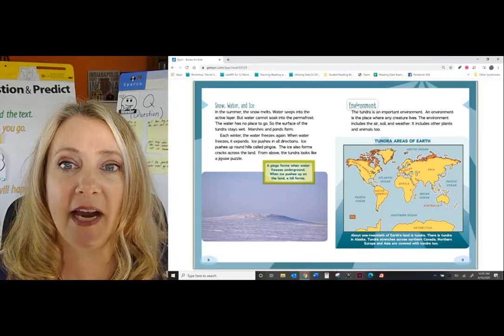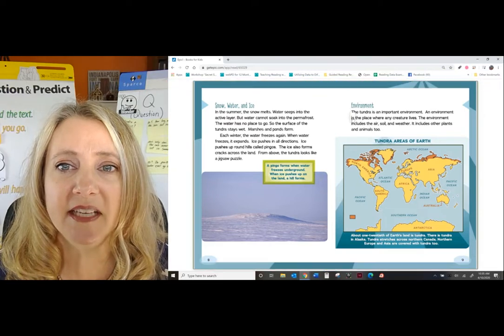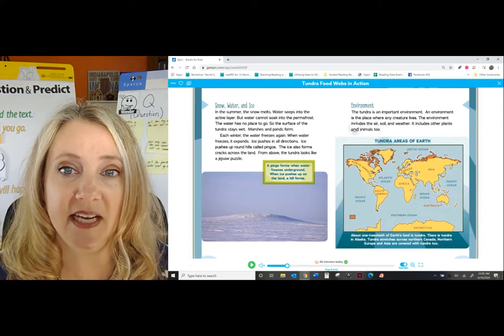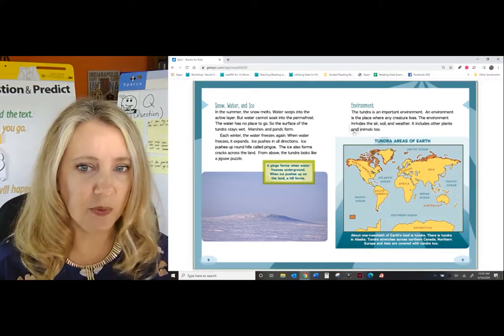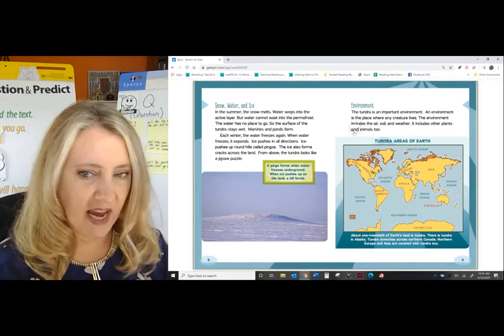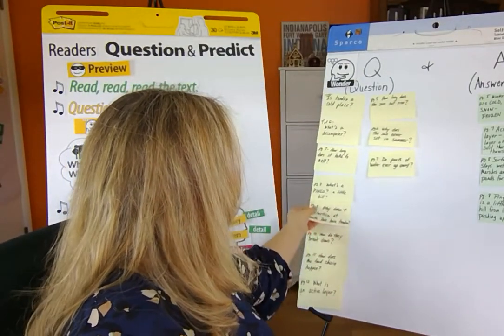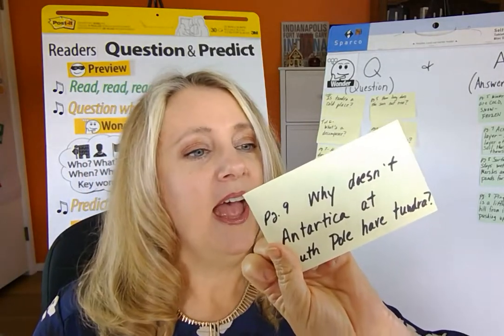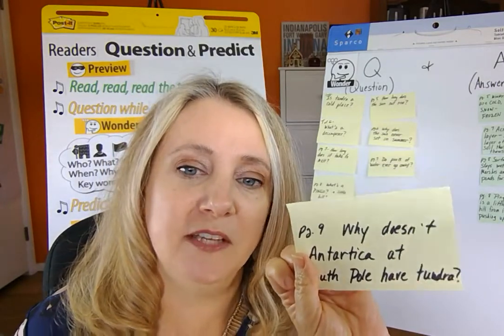Let's look at environment. The tundra is an important environment. An environment is the place where any creature lives. The environment includes the air, soil, and weather. It includes other plants and animals too. Okay, so now, do we have any questions? Well, we actually had a question before. Why doesn't Antarctica at the South Pole, on the map, have tundra?